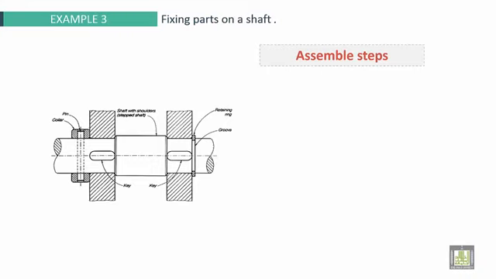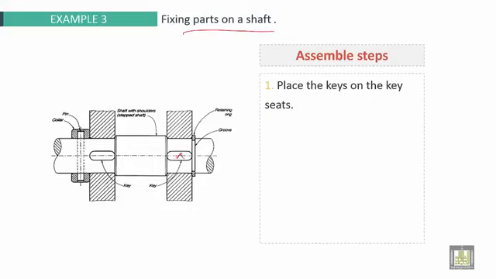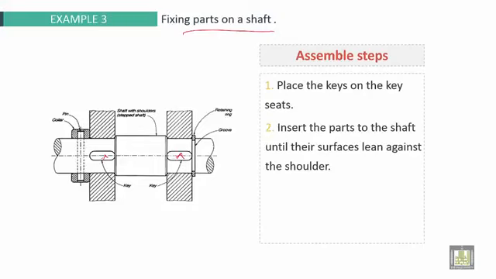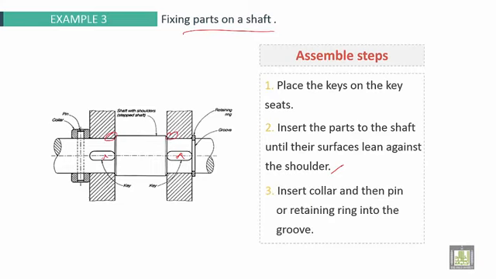Third example, fixing a part on a shaft. As assembly steps, first place the key on the key seat here. Second step, insert the parts onto the shaft until their surfaces lean against the shoulder, here and here. Third step, insert the collar and then the pin or retaining ring into the groove. Here we have the retaining ring, make it in its place. And here we have the pin and the collar.